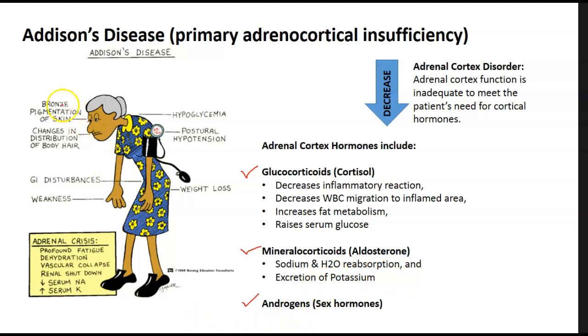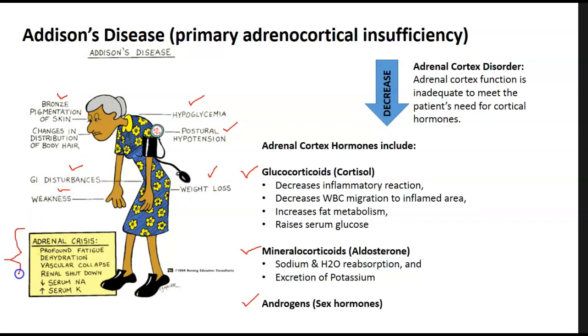So you can see this brown pigmentation of the skin. This is going to be some of the later signs. This takes some time. Patient can be at higher risk for hypoglycemia. Changes with having issues with hypertension. Can have some weight loss, GI disturbances, and weakness.